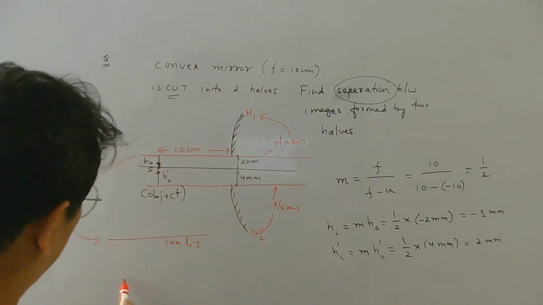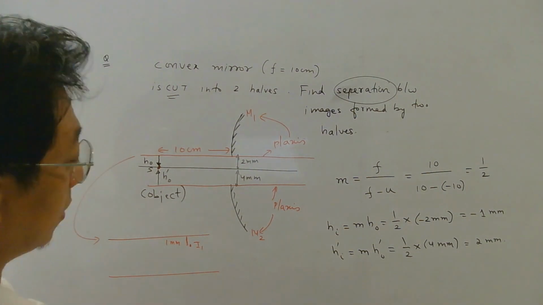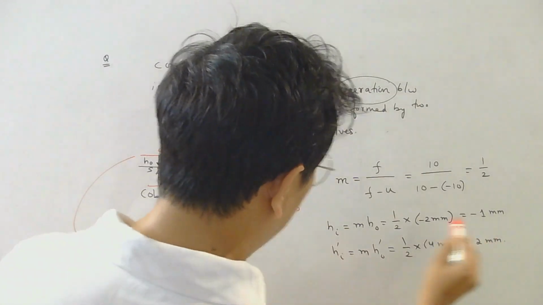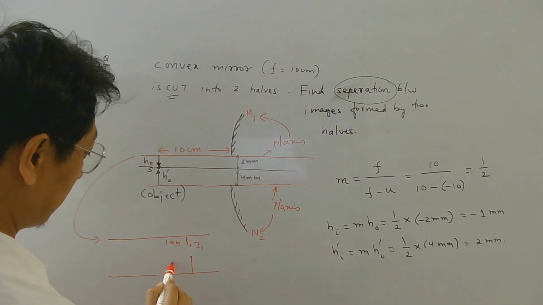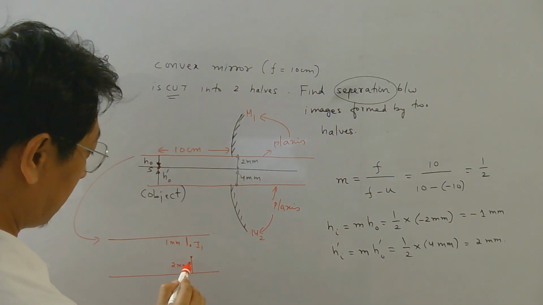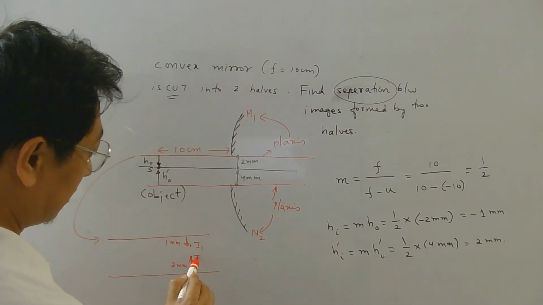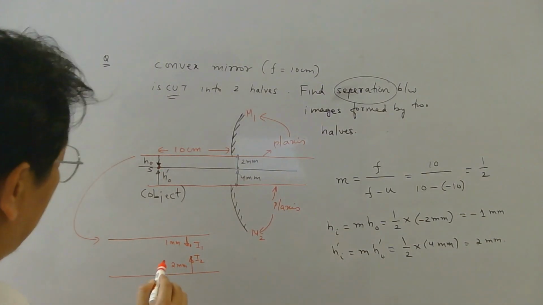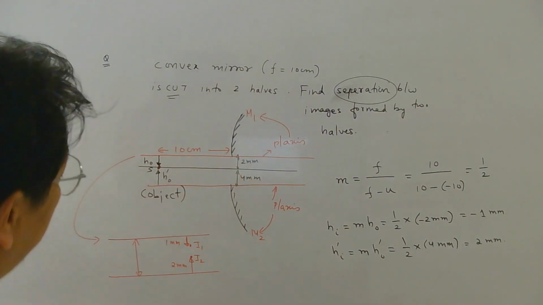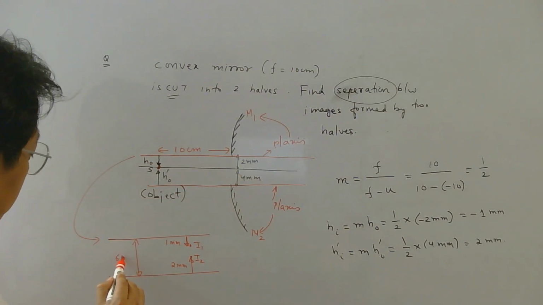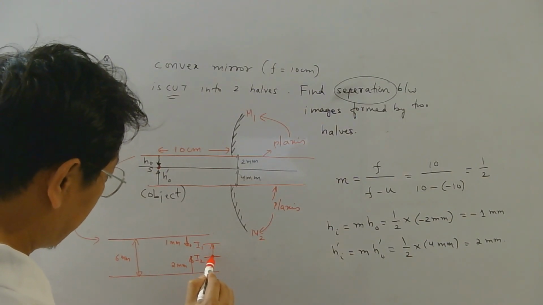And this line is your principal axis for the lower half. What is the image height? 2 millimeter. Remember, it is up, so this is down, this is up. This is I2. And what was the distance between the two principal axes? 2 plus 4, 6. So what will be the separation? This would be the separation.